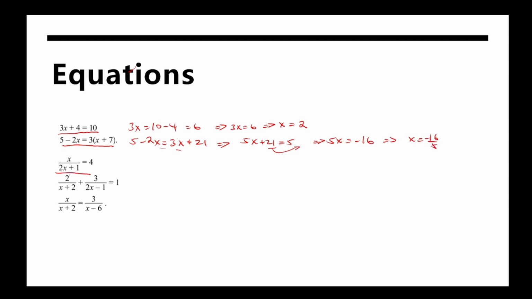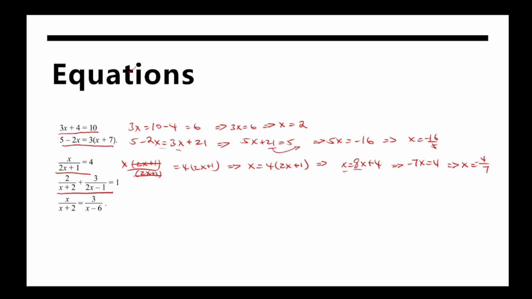To solve this, we can just multiply the denominator on both sides. Then we'll have x times (2x + 1) over (2x + 1) equals 4 times (2x + 1). And the 2x + 1 cancels out, leaving us x equals 4 times (2x + 1). Expanding the right side, we'll have x equals 8x + 4. Combining like terms, we'll have −7x equals 4, thus x equals 4 over 7. Remember, it's negative.